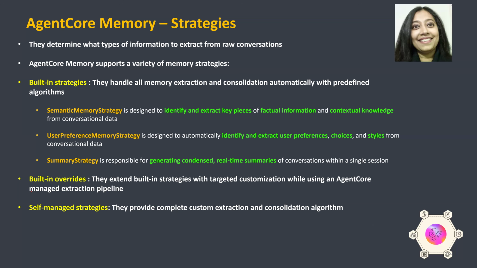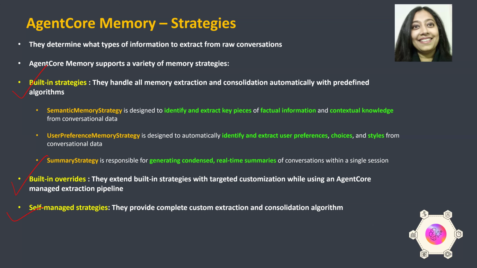We have built-in strategies, we have built-in overrides, and we have self-managed strategies. Built-in, as the name suggests, is available out of the box, available to use. And within built-in, we have three types. We have semantic, we have user preference, and you have summary strategy.